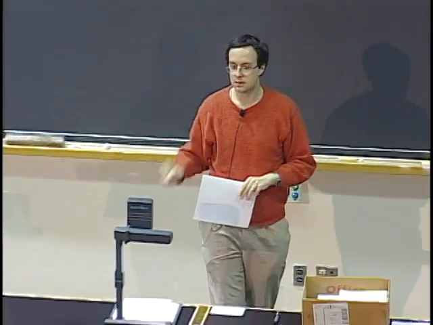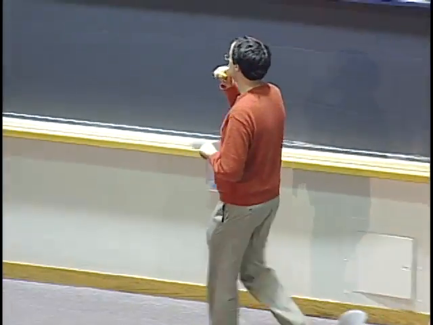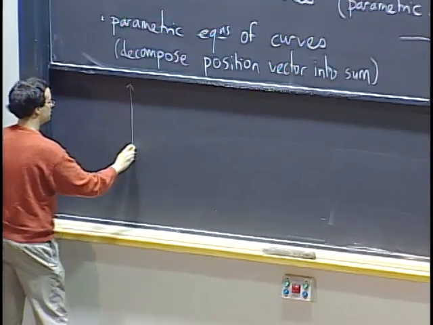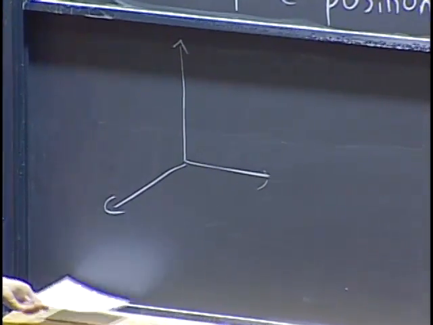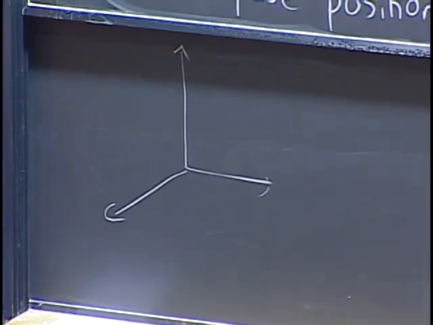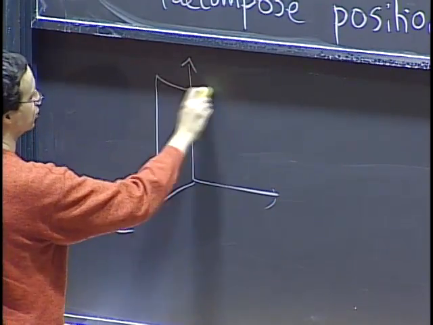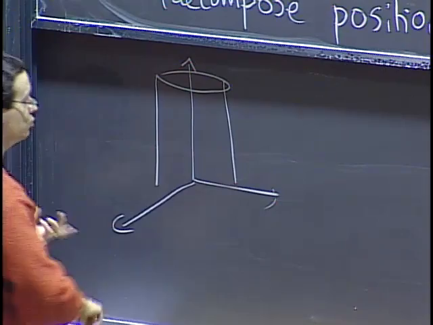Yes? How do you parameterize an ellipse in space? Well, that depends on how it's given to you. But okay, let's just do an example. One way an ellipse in space might be given is as the intersection of a cylinder with a slanted plane. That's the kind of situation where you might end up with an ellipse.